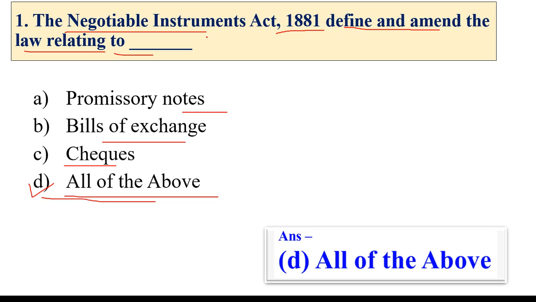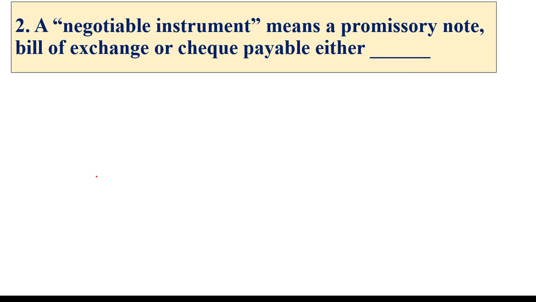So what is a negotiable instrument? A transferable document. A negotiable instrument includes promissory note, bills of exchange, and check. Okay, so all of the above. The Act defines and amends the law relating to all these documents. So we'll see the next question.